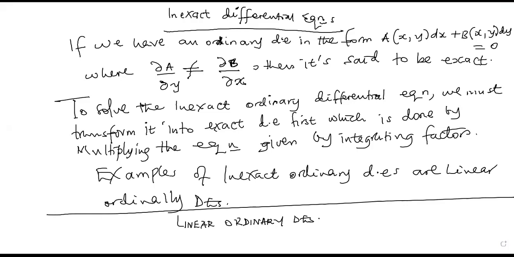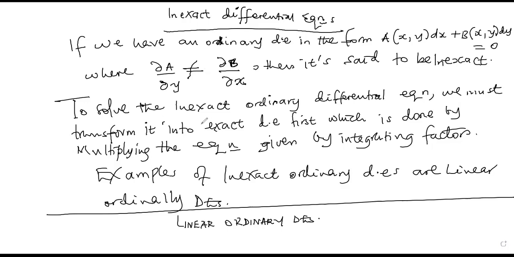Now, I first wrote some notes there so that we get highlights and hints on how these equations are. If we have an ordinary differential equation, wherever you see DE or DEs, it stands for differential equations. In this form, A(x,y) dx plus B(x,y) dy is equal to 0, where ∂A/∂y is not equal to ∂B/∂x, then it is said to be inexact, or non-exact.